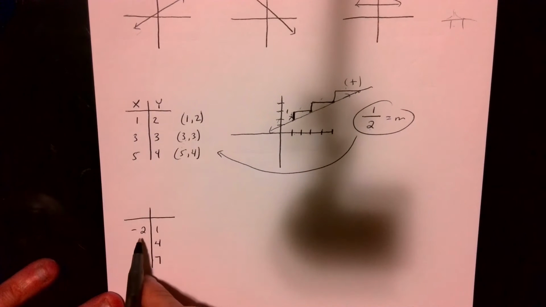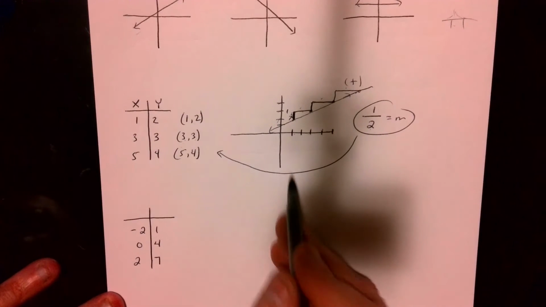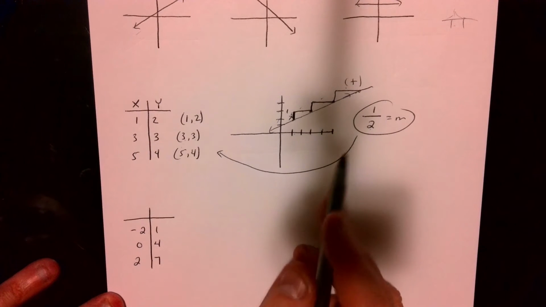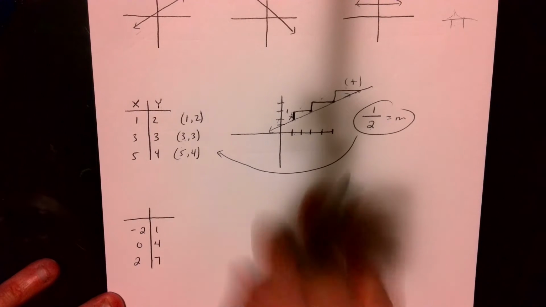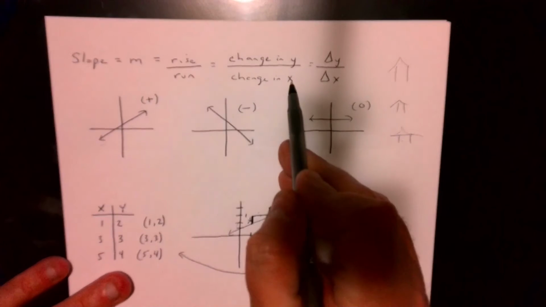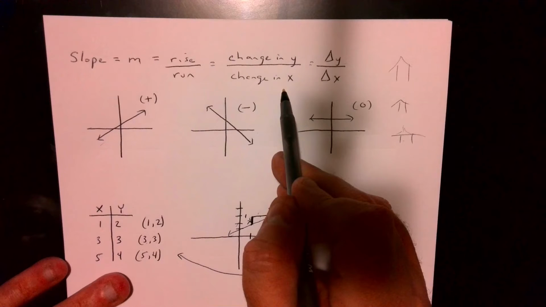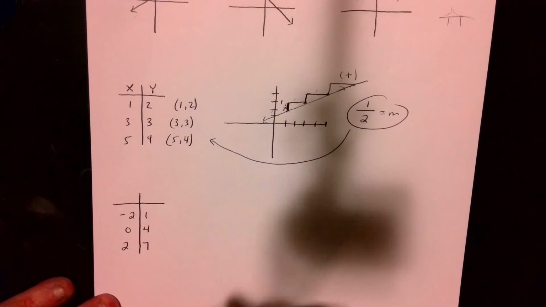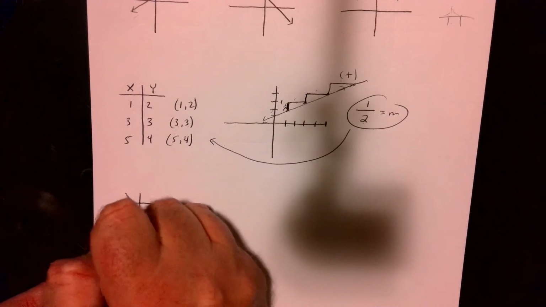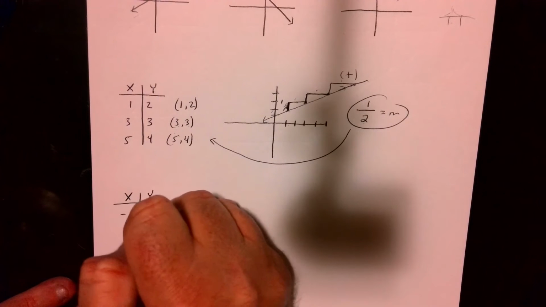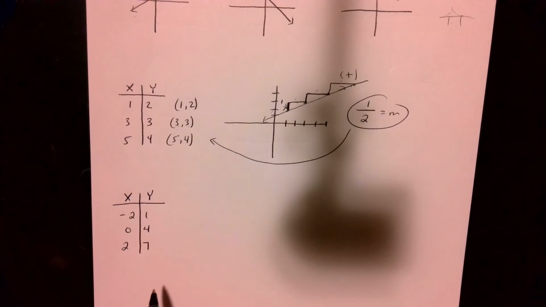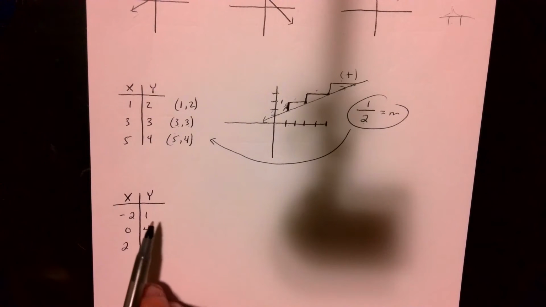So once again, I've given you 3 ordered pairs. We could graph this like we did here and find the slope using rise over run. But we're going to do it the new way today. We're going to do change in y over our change in x. Okay? So once again, we know the first numbers in the ordered pairs are our x's and the second numbers listed are our y's. So what do we mean by change in y over change in x?